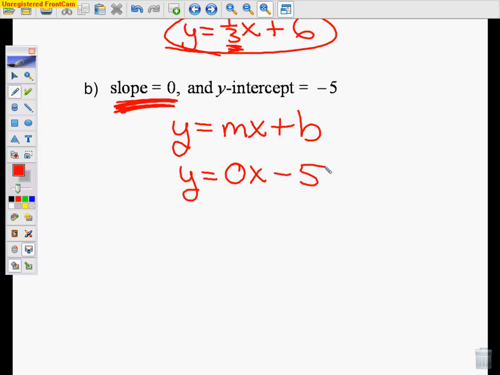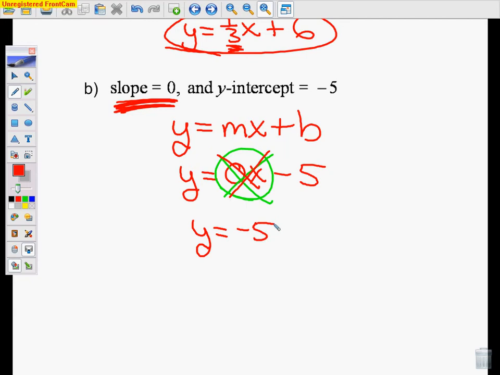All right, now let's simplify this a little bit. What is 0 times x? Yeah, 0 times anything is what? 0. So this kind of cancels itself out. So we really don't even need that there. Okay? That's not even necessary. Let's just rewrite it. So since that cancels out, this is y equals, that's gone, -5.